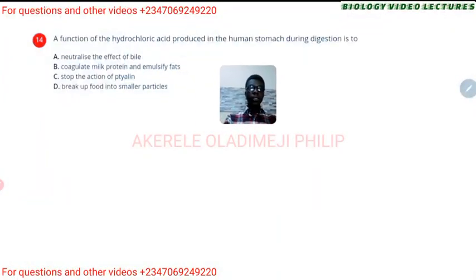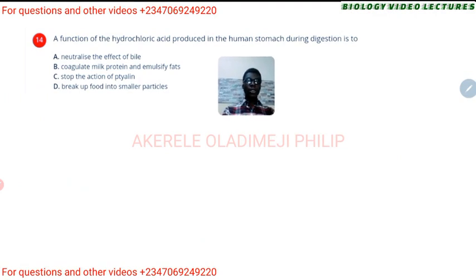Now, the function of the hydrochloric acid produced in the human stomach during digestion is to neutralize the effect of bile? Well, bile is never in the stomach in the first place. Coagulate milk? No. Emulsify fats? No. Coagulating milk is done by renin. Emulsifying fat is done by bile in the duodenum. Stop the action of ptyalin. Break up food into smaller molecules. It's actually C, stop the action of ptyalin.